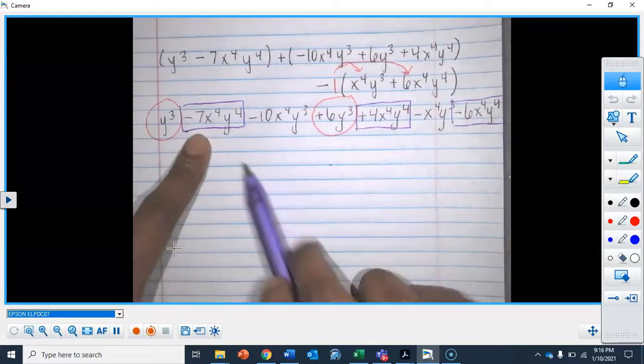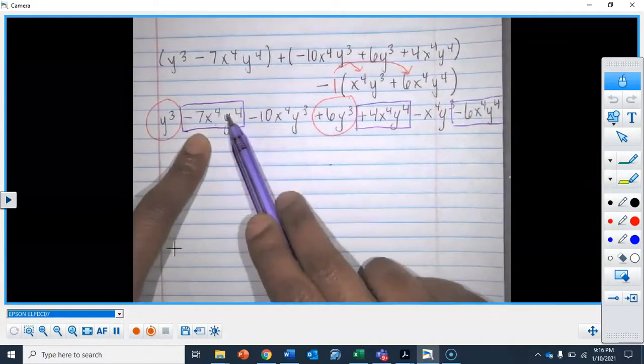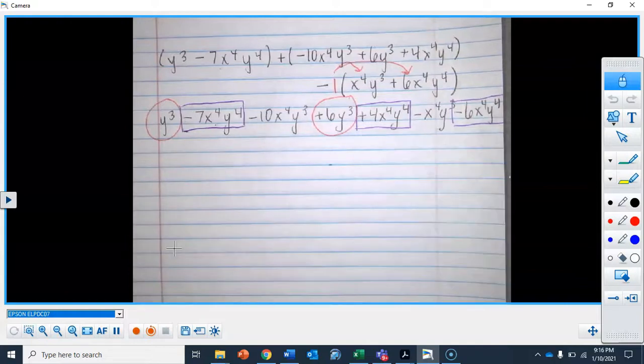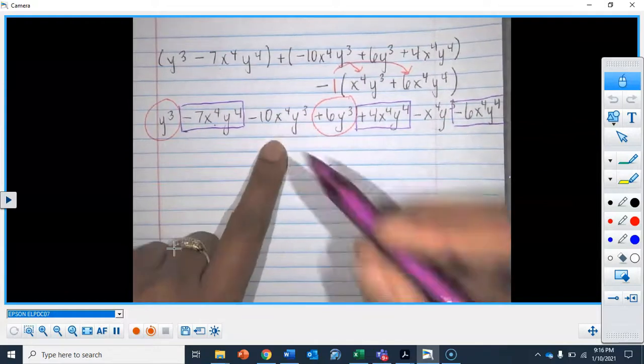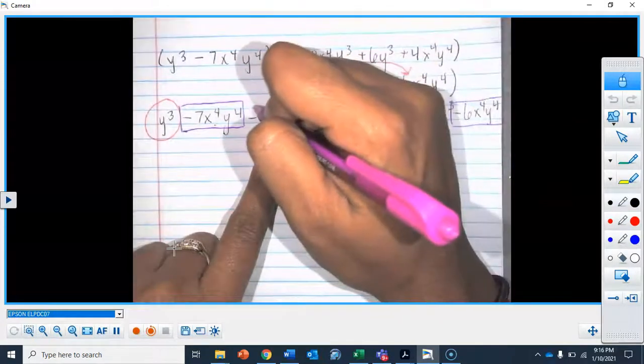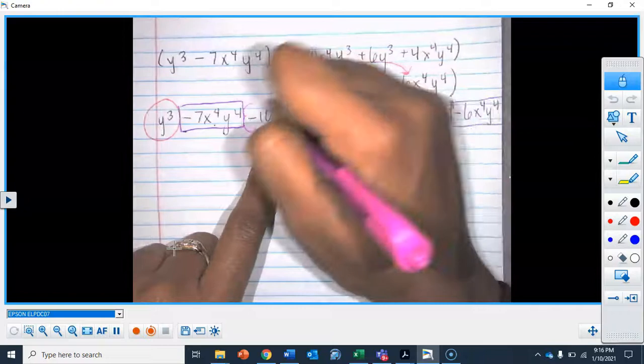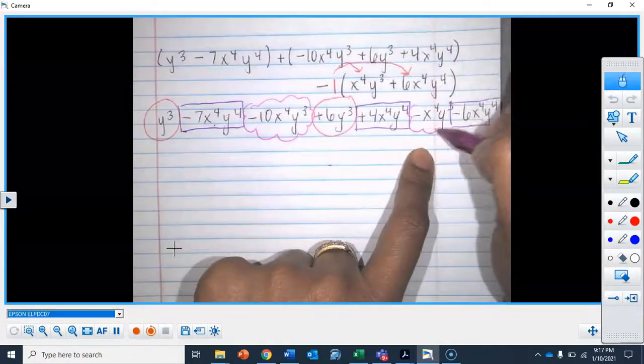So as you can see, I found 3 terms that are x to the 4th power, y to the 4th power. It's just really important that you pay really close attention to those powers that are on those bases. And then of course this one is x to the 4th, y to the 3rd. Okay, so I'll put a cloud around here in pink. And so right here.